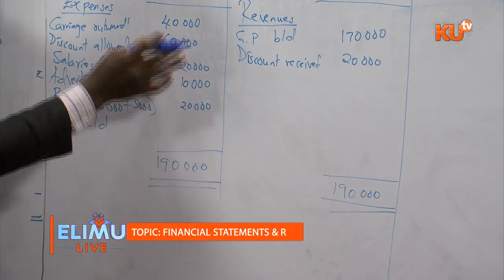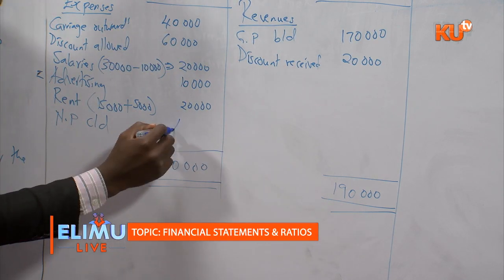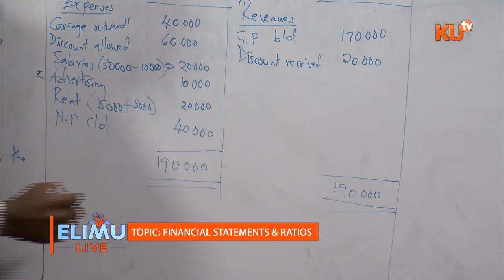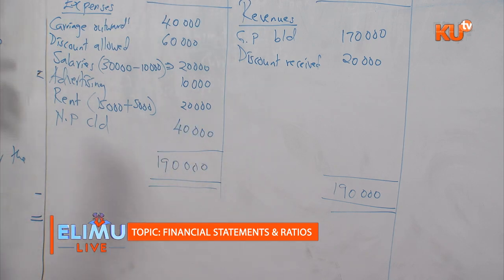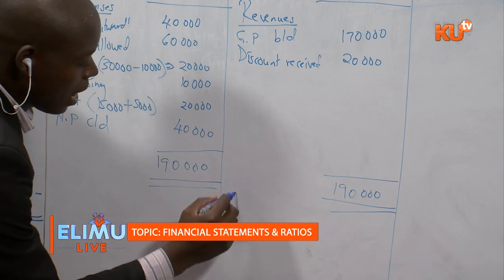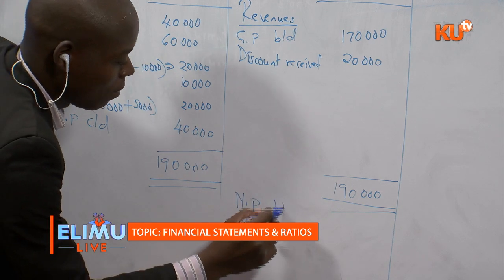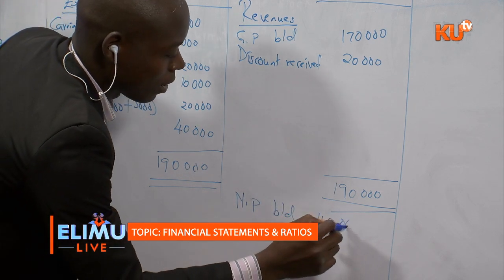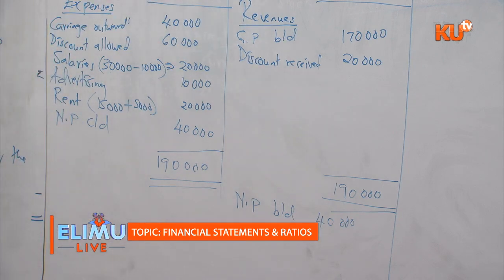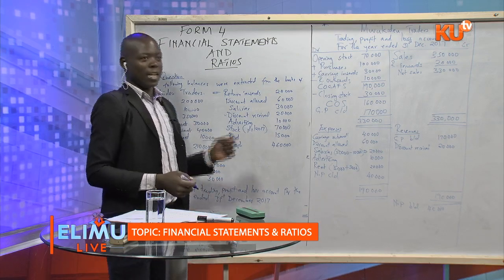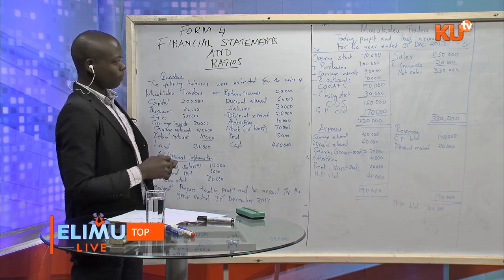Because this is 150, this is 190, our figure now is 40,000, the difference between the two. This net profit is brought down. At this stage here, net profit brought down 40,000. So we shall have prepared our statement, trading profit and loss account.